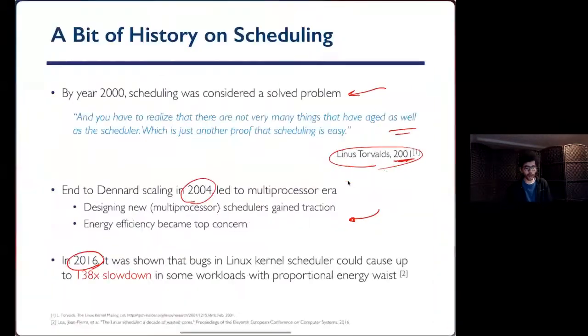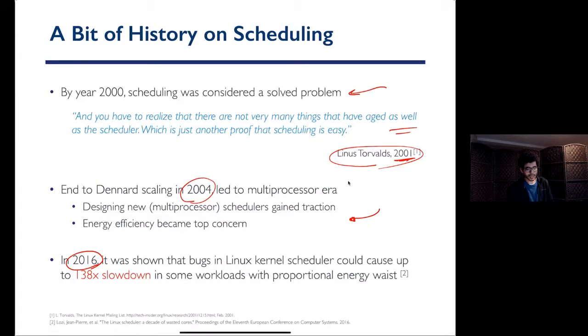Now, in this paper, the authors showed that the Linux kernel scheduler was as buggy as it could get. They showed that for some workloads, the scheduler was causing over a 138x slowdown. 138x slowdown as a result of the way that the Linux scheduler was implemented. So this proved Linus to be wrong.